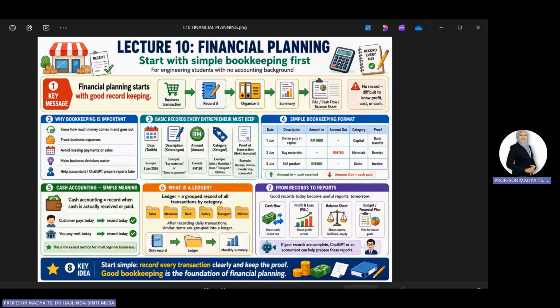You can also do cash accounting. This is the simple meaning of cash accounting: we record the transaction when cash is actually received or paid. If a customer pays you today, you record it today. If you pay rental today, you record it today. If you buy materials today and pay immediately, you record it today. This is the easiest method for small beginner businesses because it follows the actual cash movement.